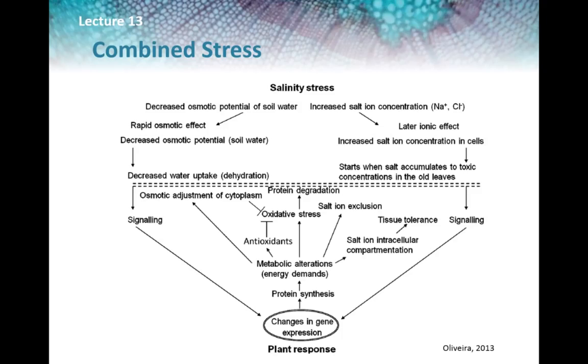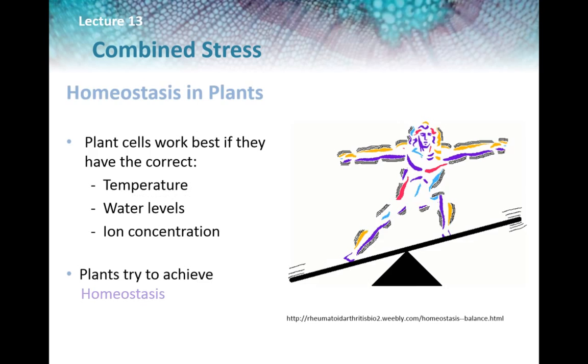Osmotic stress causes plants to respond by osmotic adjustment, which happens by accumulating ions, solutes, and organic compounds. Plant cells work best if they have the correct temperature, water levels, and ion concentration. Even though those environmental factors cannot be controlled by the plant, plants strive to adjust internally and create a state of homeostasis within the cells. Ionic stress causes plants to respond by creating ion homeostasis. Homeostasis can be defined as the tendency of a cell or an organism to maintain internal steady state.